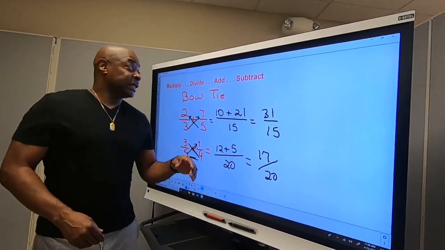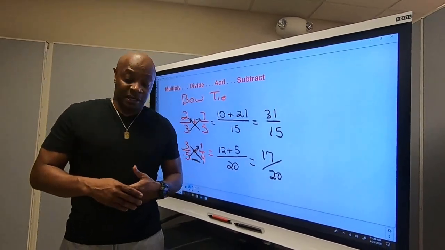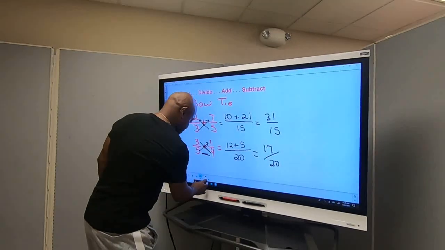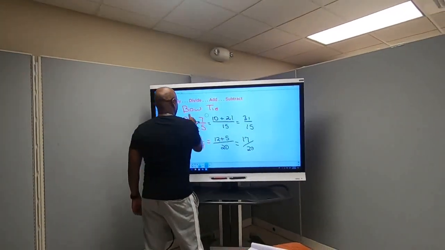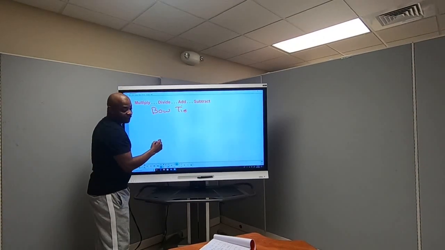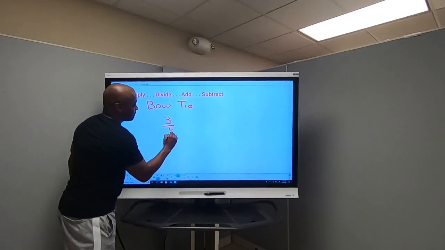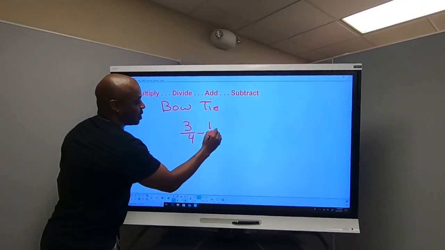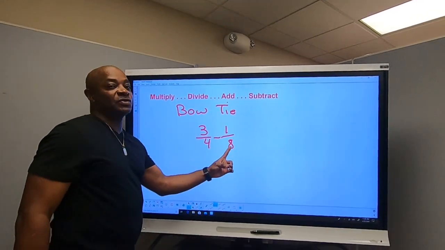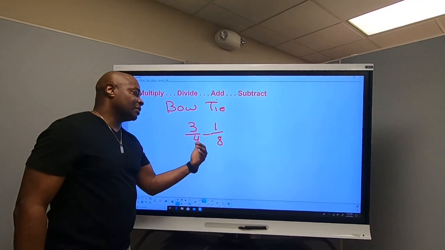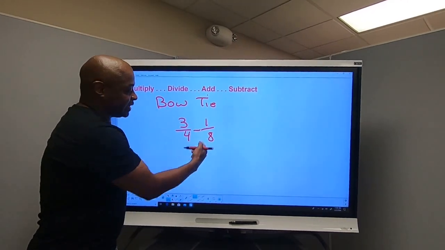Now, the last thing we're going to do, we're going to subtract. And it's done the same way. We're going to use the bow tie method. We're going to take 3/4 and subtract 1/8. Now, once again, bow tie method. I always want to start with this one. We can start with either denominator, but I just like starting with this back fraction and this denominator.